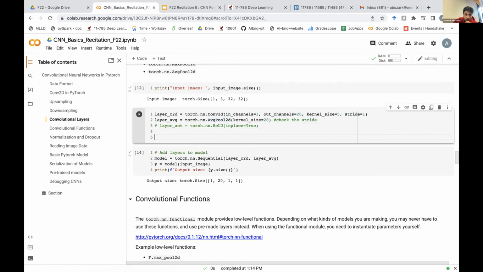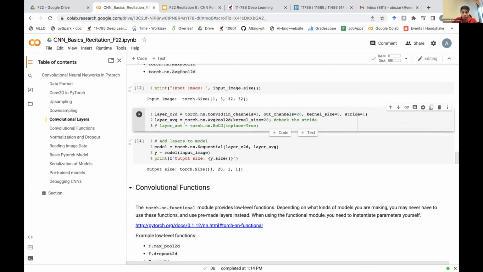Something you might want to look up on the internet is, I think it's called adaptive pool, or it's named something similar to that. Essentially, in adaptive pool, you specify the output size that you need, and it will change the kernel size based on whatever you need at the end. Right? So that's something useful to know.